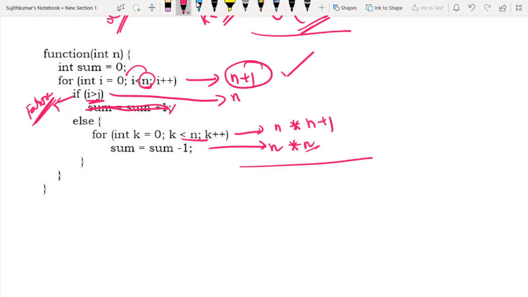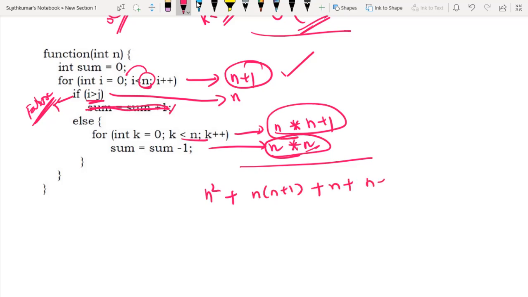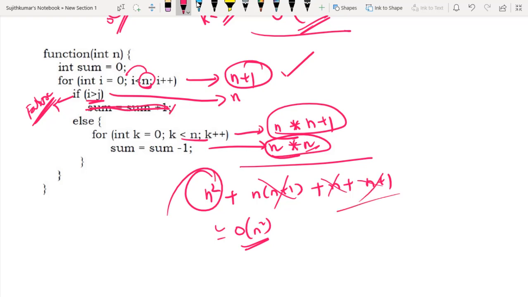If I sum this up, I'll get n square plus n into n plus 1 plus n plus n plus 1. The worst case is n square, that is the highest degree here. So that's the big O of n square. The other terms will not be considered because this is the highest degree. Of course, if you consider this, it is again n square.